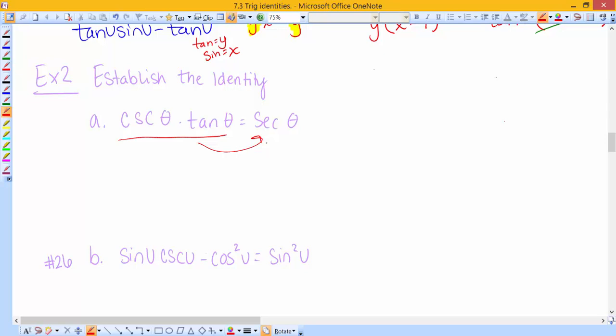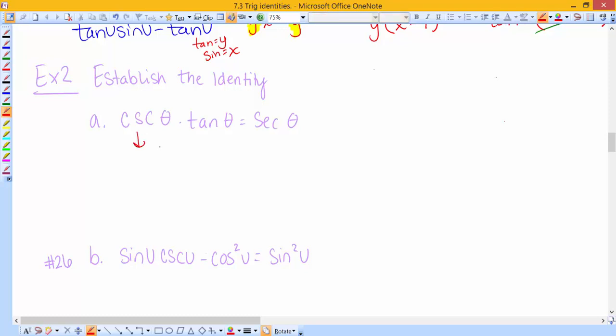Before you pick a side to start with, you want to look at the one and decide, what can I do more with? And if I look at the left side here, cosecant times tangent, I could actually do more with that than I can secant. So looking at my identities, and again, you're looking at Pythagorean, reciprocal, and quotient identities today. Sometimes the even and odd identities. So let's see, I need to rewrite cosecant and tangent so that I get secant.